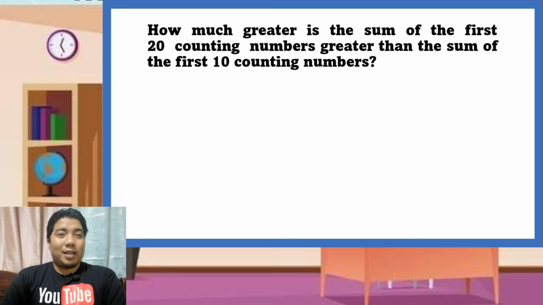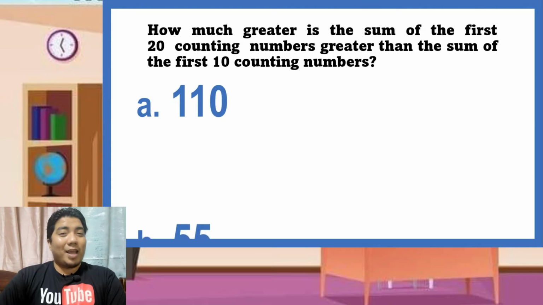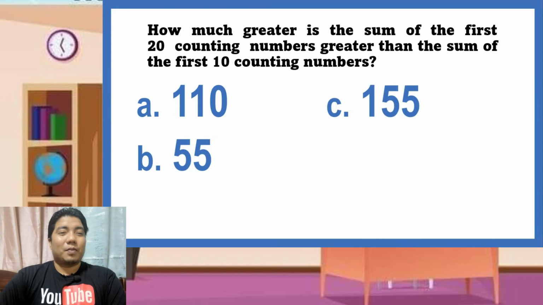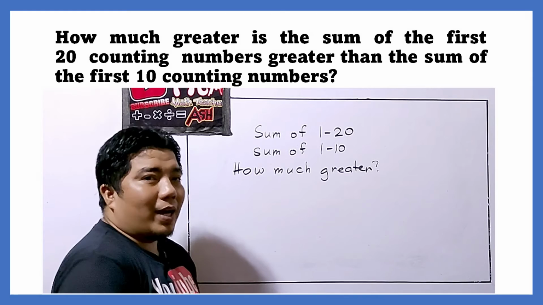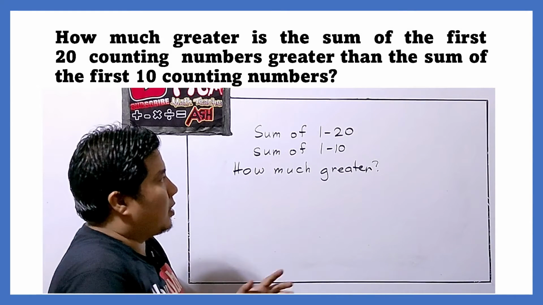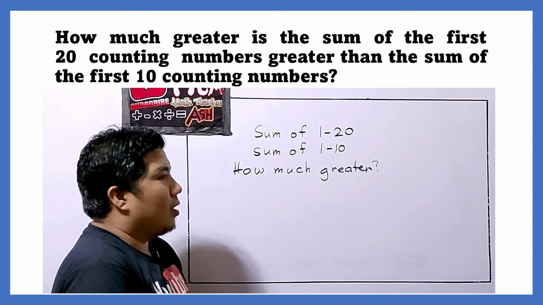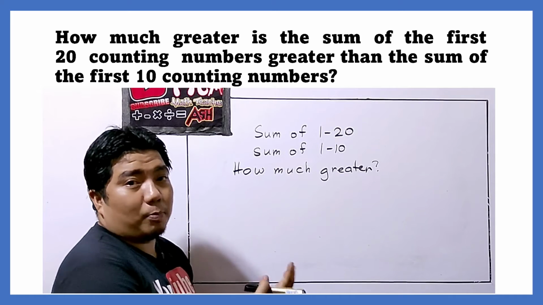How much greater is the sum of the first 20 counting numbers than the sum of the first 10 counting numbers? Is it A, 110, B, 55, C, 155, or letter D, 100? And okay, math learners, for this problem, we are asked how much greater is the sum of 1 up to 20 compared to the sum of 1 up to 10.